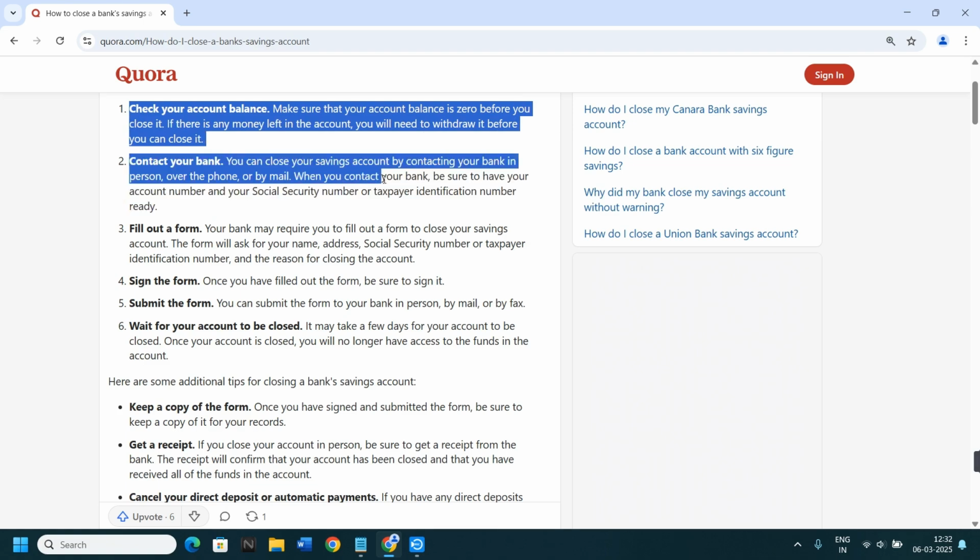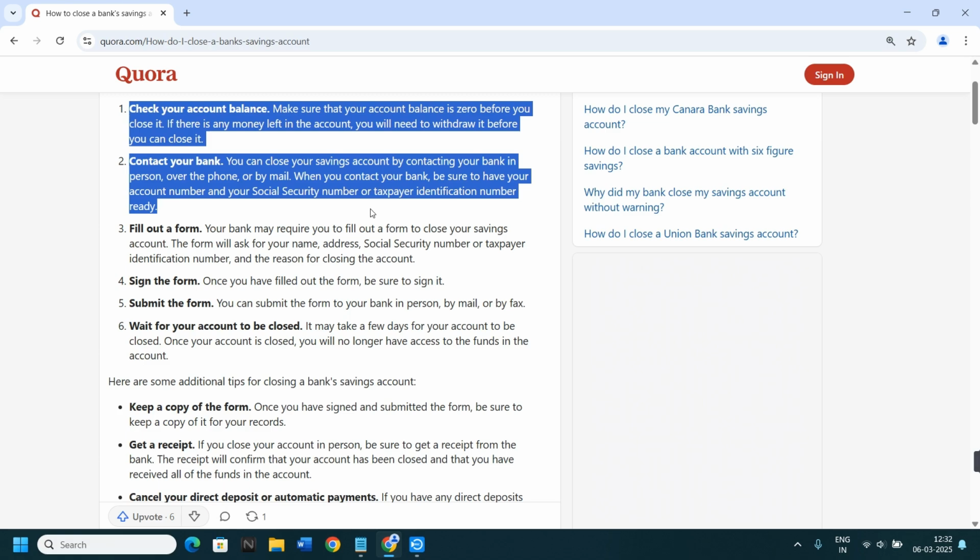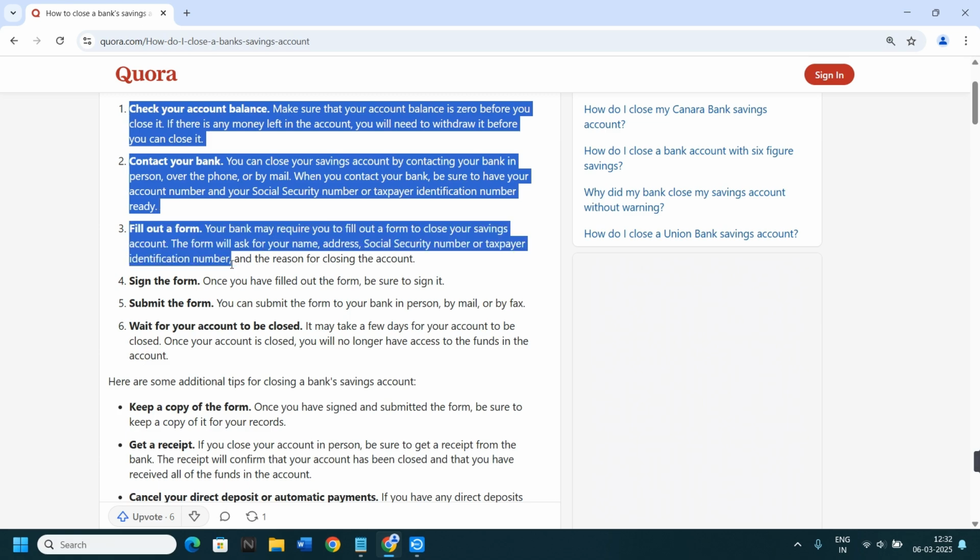Second, contact your bank. You can close your savings account by contacting your bank in person, over the phone or by mail. When you contact your bank, be sure you have your account number and social security number or taxpayer identification number ready.